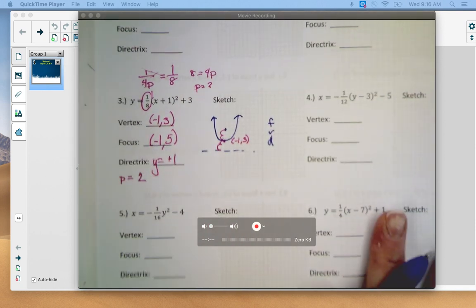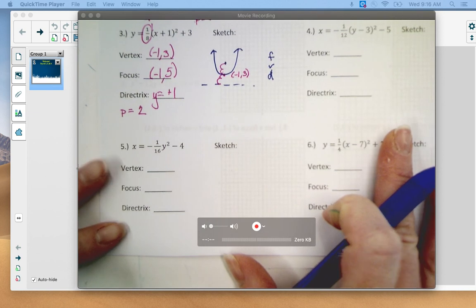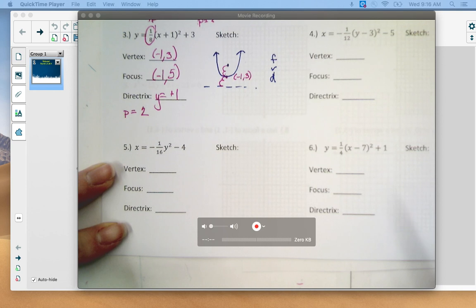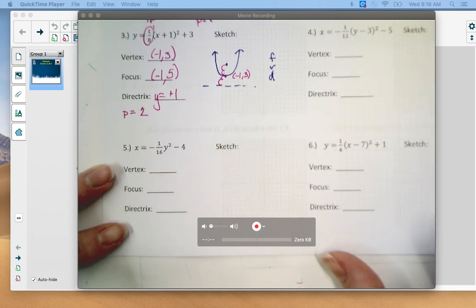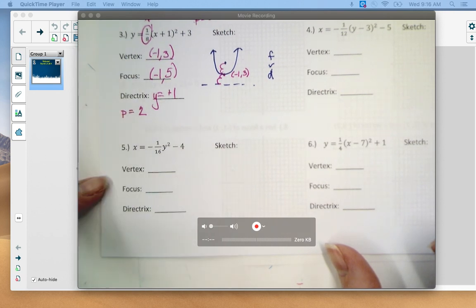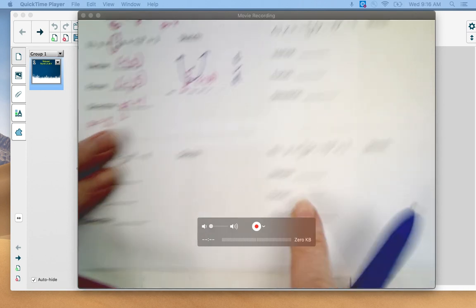All right, then come down to number 5, right away. Is it concave up or concave down? Val just says, oh no. I agree. What happened on 5? Is it a y equals equation? It's an x equals equation. Let's pause on that one. Let's go over to 6.